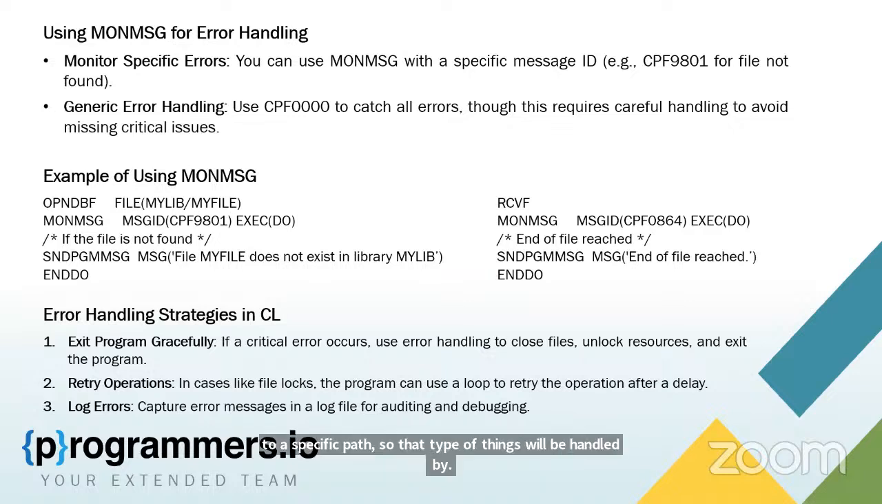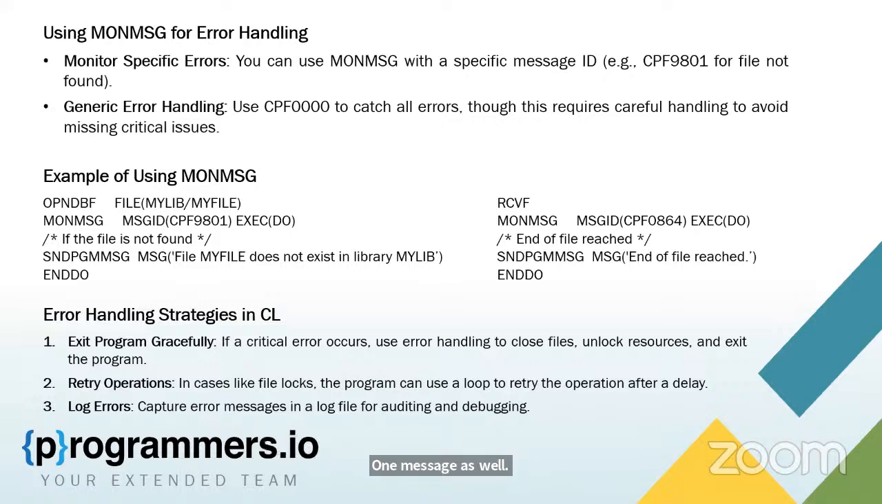So these are two examples. Error handling strategies also include: exit the program gracefully, like I already mentioned, by closing all the files, all the resource locks, and removing all the file locks, we can close the program. Retry some operations in a loop. By using loops, we can retry on the file locks. Suppose we have file locks, we can perform some operations to remove the file locks, and after that we can again process the same type of operation.